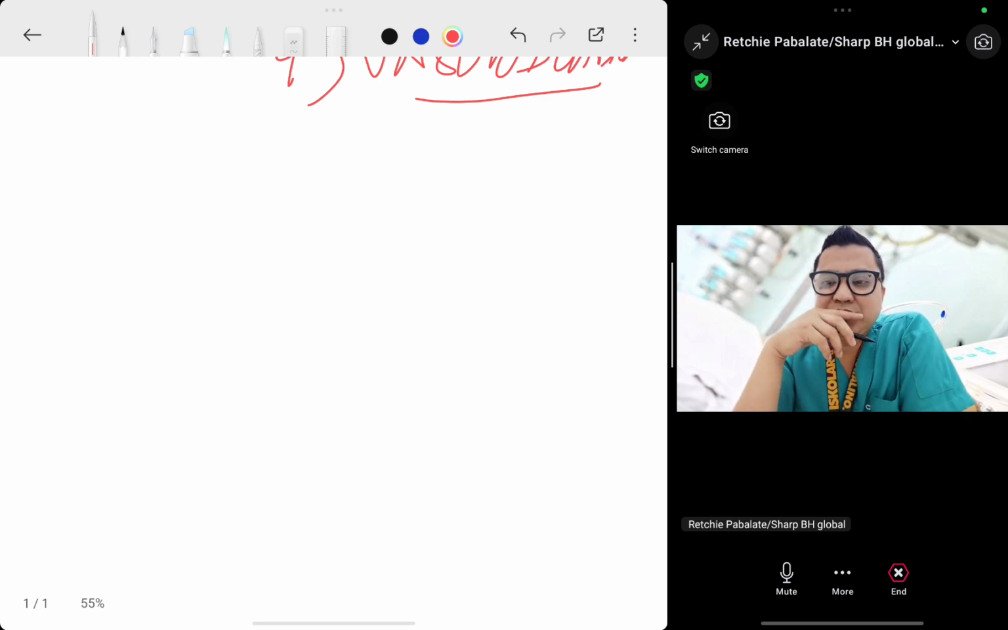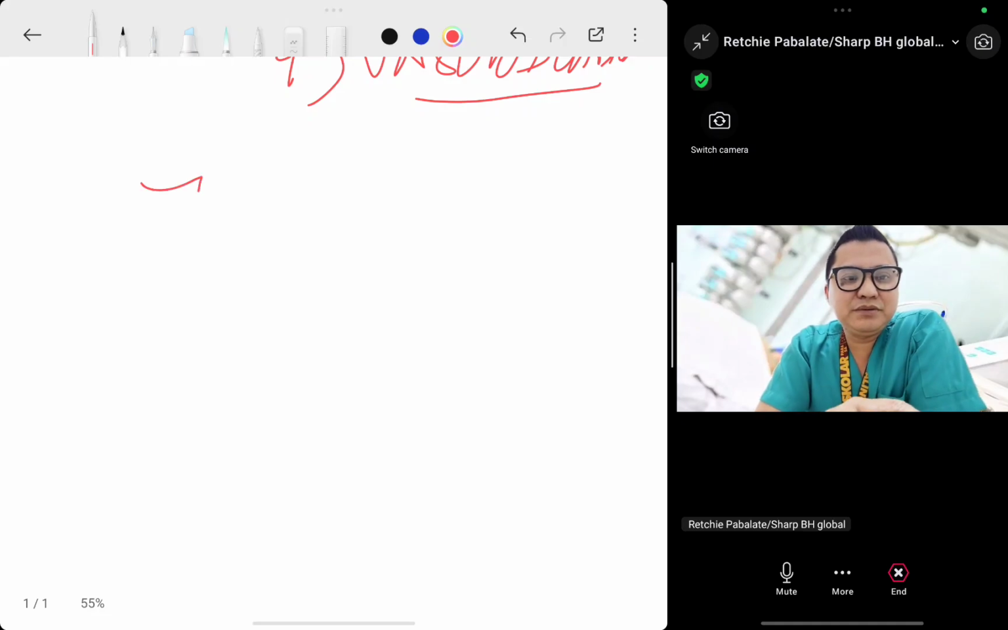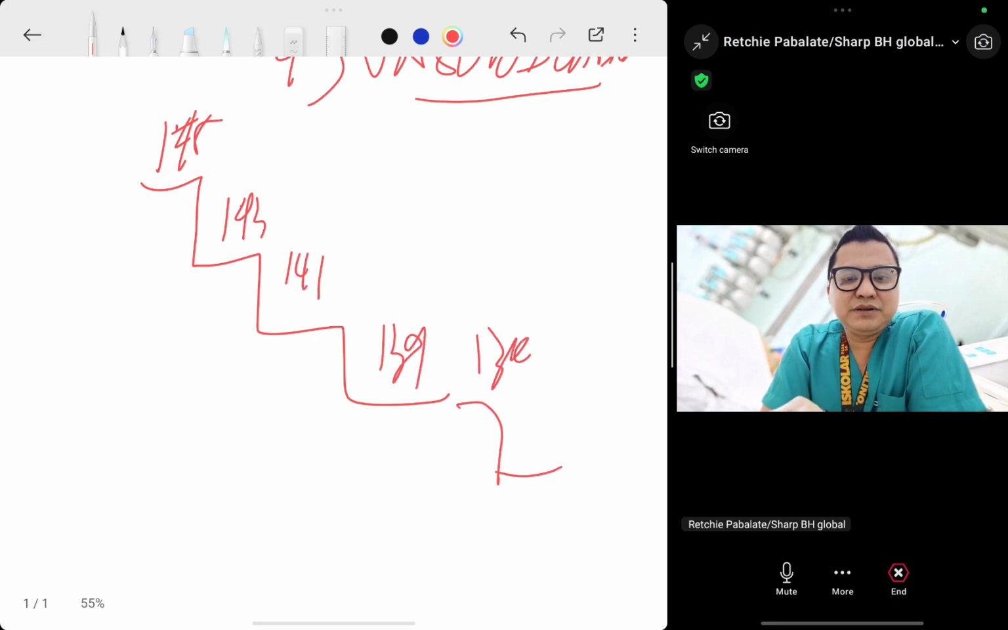Another thing is increasing the sodium concentration during dialysis. We have sodium profiling. Why? What happens during sodium profiling? We increase the sodium concentration initially. For example, we prescribe 145, then the machine will eventually decrease it to 143, 141, 139, 138, then 136, for example.